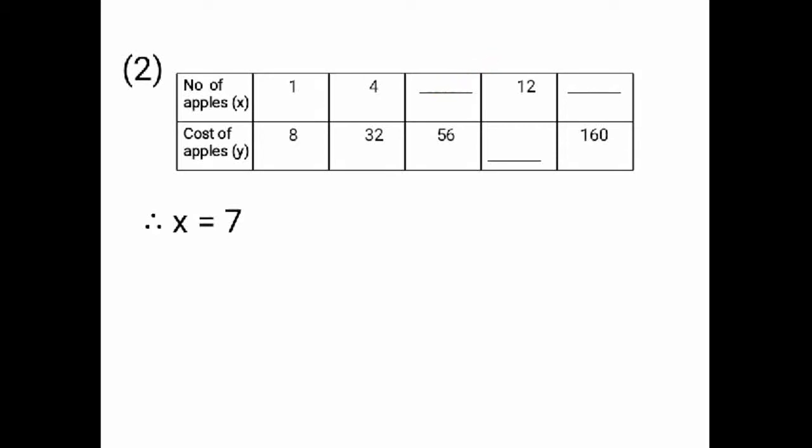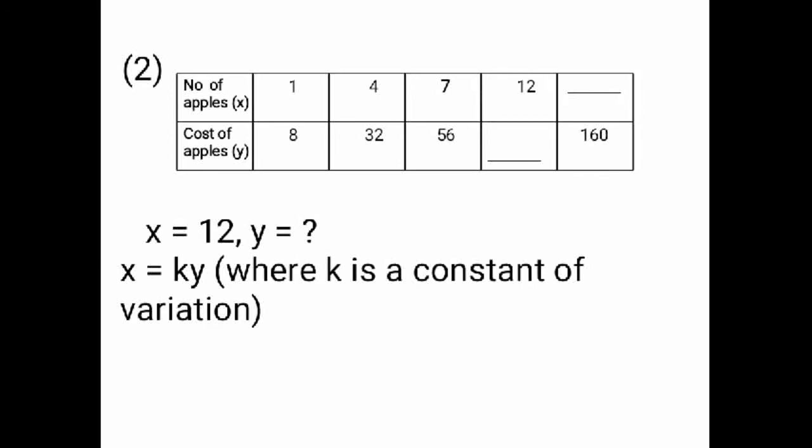In next column, x is equal to 12 is given. Y you have to find. X is equal to 12. Y is equal to question mark. X is equal to ky, where k is a constant of variation. Now you have to find y value.